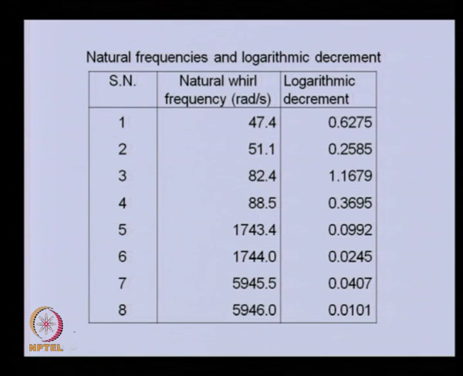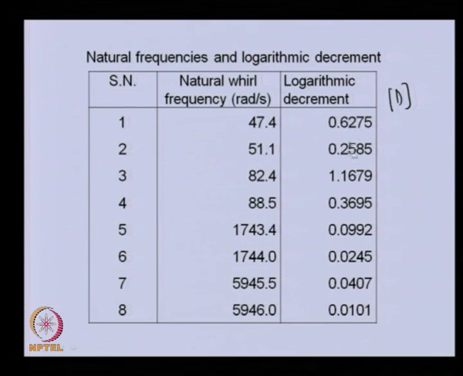Now, this is the natural frequency and logarithmic decrement which we have obtained. Basically, we have solved the D matrix, because we know the D matrix completely, with the mass, stiffness and damping matrices. We have obtained the eigenvalue and eigenvector of that, and using the imaginary part we got the natural whirl frequencies of the system, and from the real part and the imaginary part, by the definition of the logarithmic decrement, we could get this.